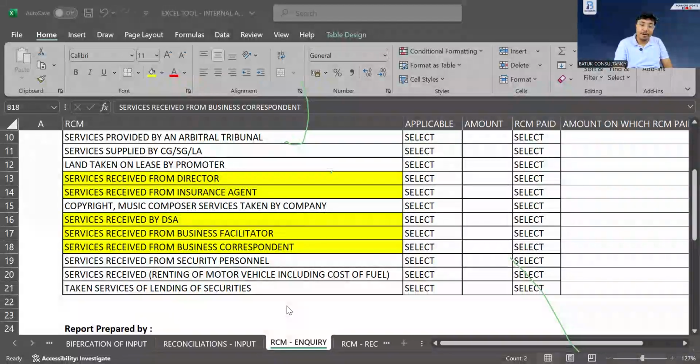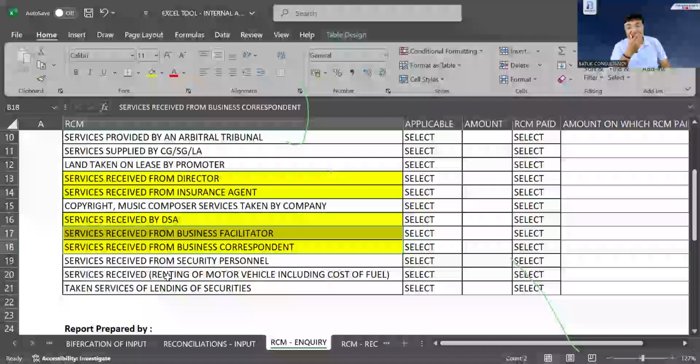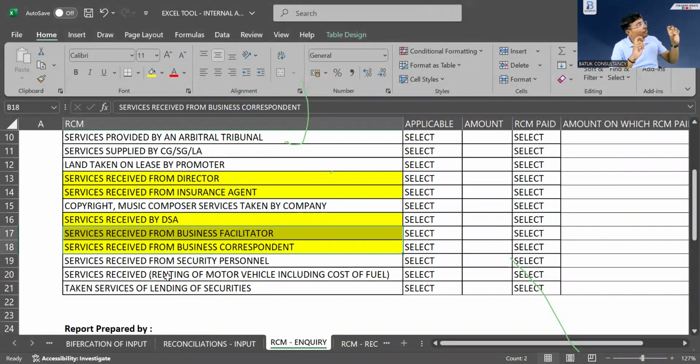Security personnel, if you find any expenditure with the name of security expenditure, then we just need to ensure whether RCM has been paid or not. And the services received: renting of motor vehicle including cost of fuel. Suppose the company has received the services of a specific vehicle and that person has said, I will provide you the transportation services for 10,000 rupees, 10 rupees per kilometer, cost of fuel is included. Then the RCM is applicable.